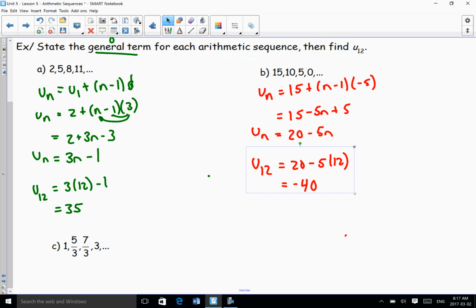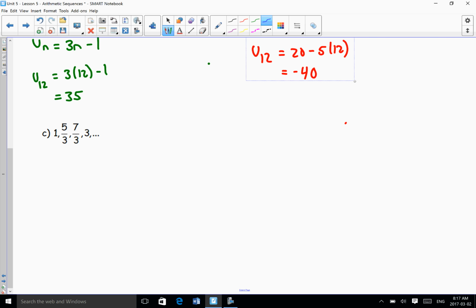I'm going to try one more. Fractional one this time. Okay, same thing. So u_n equals u_1, the first term, plus (n minus 1) times d, our difference. Now this one, a little bit trickier to figure out, but if you look at terms 2 and terms 3, you notice it's going up by 2/3 each time.